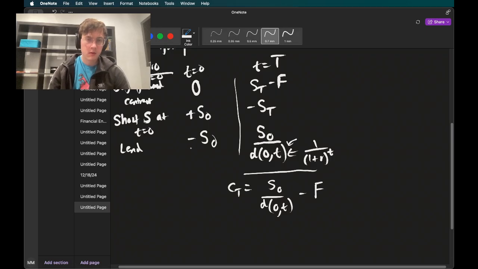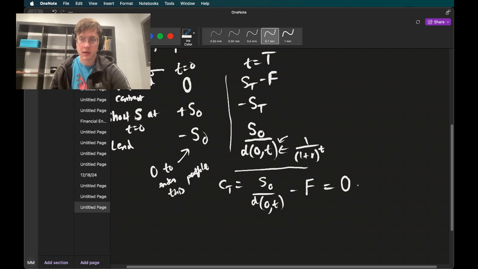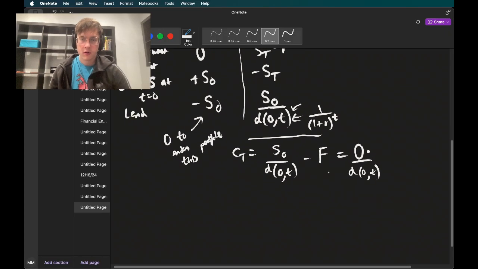Okay, so now looking at this, it cost us 0 to enter into this portfolio. Therefore, our cash flow should also be 0, or 0 divided by the discount factor, which is 0 divided by something non-zero, still 0. Therefore, if we move the F to the other side, we get that F is equal to S_0 divided by D(0,T), which is the discount factor. So we found a way to price our forward contract, or we found what the correct price is, given that it costs 0 to enter into our forward contract.